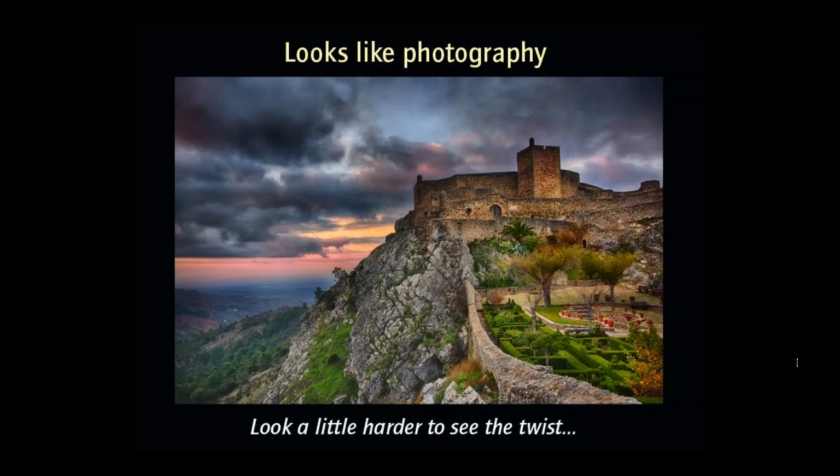What I really like to do in a lot of my photography is create something that looks like photography, but you need to look a little harder to see the twist. This looks like a photo. It is a photo, but once again, it's post-production manipulation on the image. The garden you see on the right of this castle in Portugal was largely enhanced using Simplify, the woodcut filter, and the oil paint filter from Simplify. And the clouds there are largely done with a Buzz Sim filter.